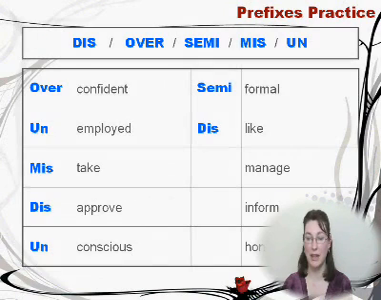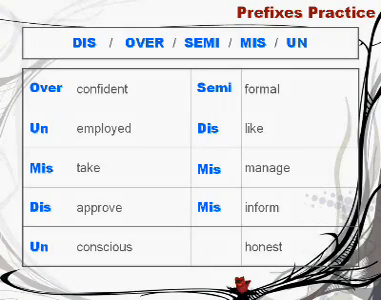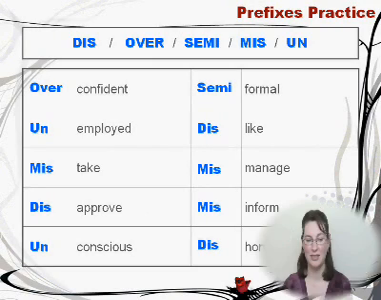The next one is manage. If you do not manage something well, then you mismanage. It's kind of like making a mistake. Inform means to give information. And if you give the wrong information, then you misinform someone. And the last one is honest. The opposite meaning, if you're not honest, is dishonest.